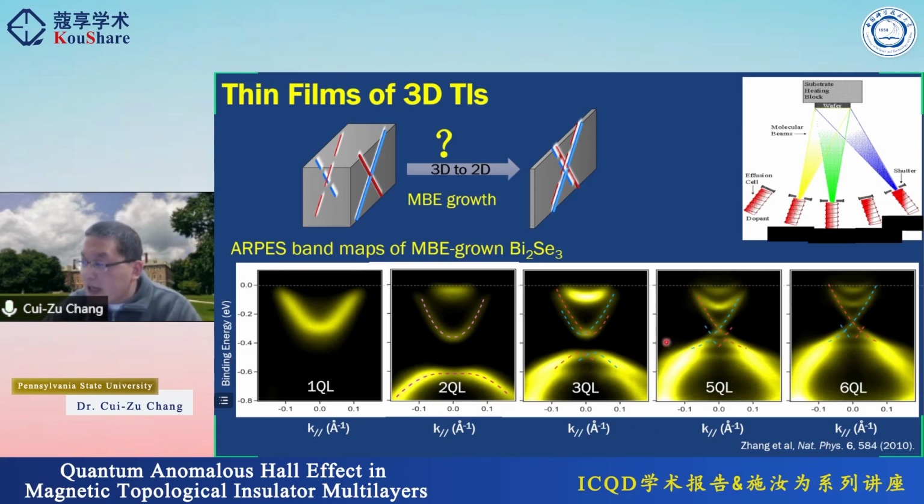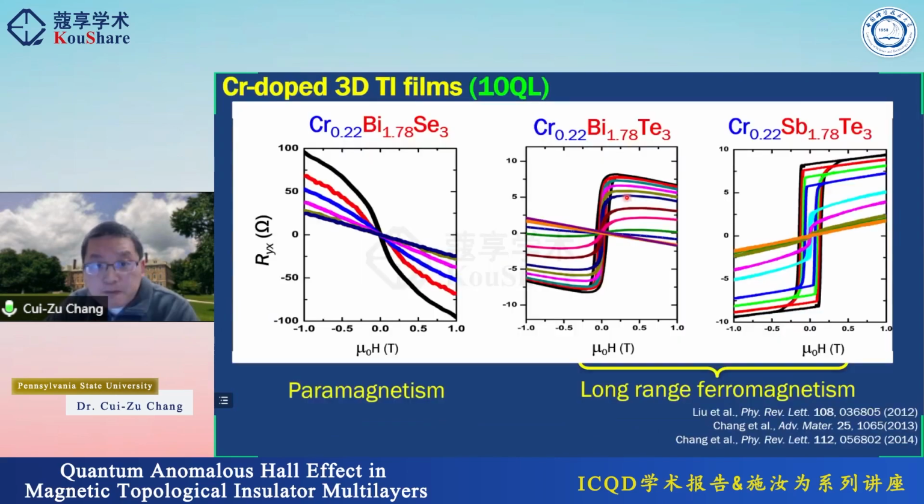We can also see there is a gap opening when the film thickness is less than 6 quintuple layers. This gap opening is because of the top and bottom surface state hybridization. We usually call it a hybridization gap when the film is thin.